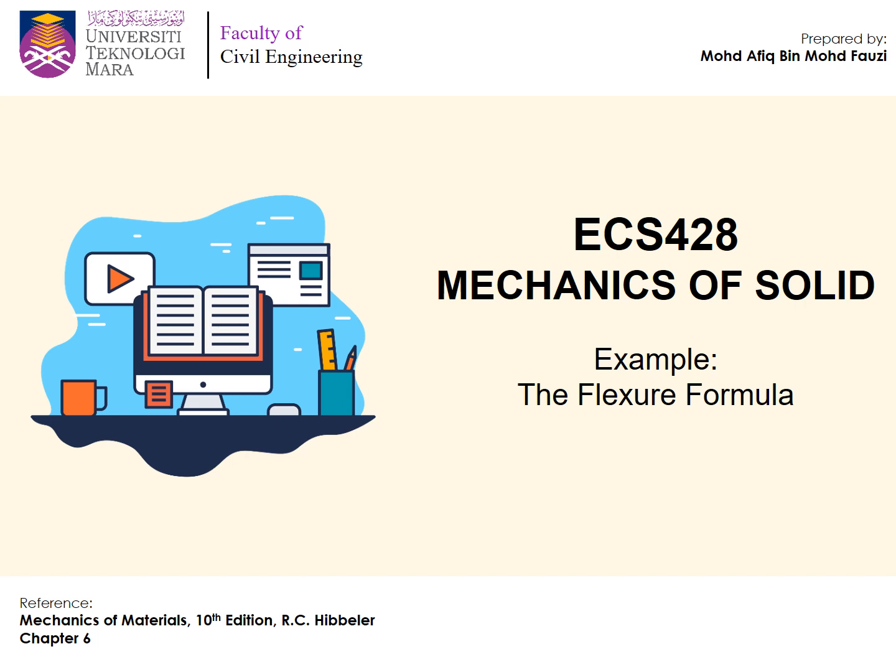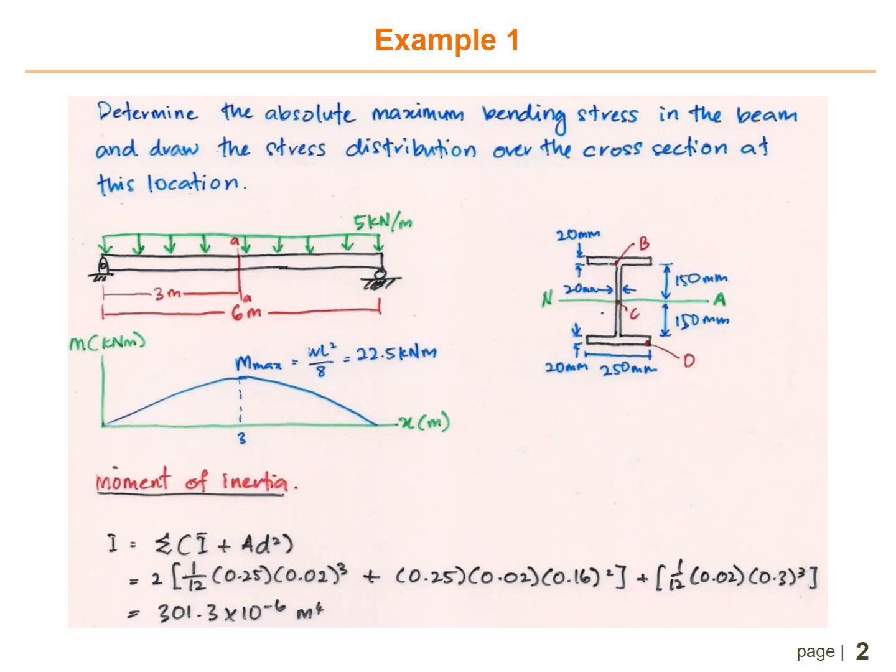Okay, this one is for the example for the flexure formula. This one is for example number 1. The question for example number 1 is: determine the absolute maximum bending stress in the beam, and the second one is to draw the stress distribution over the cross-sectional area.